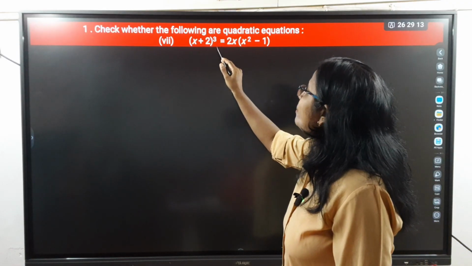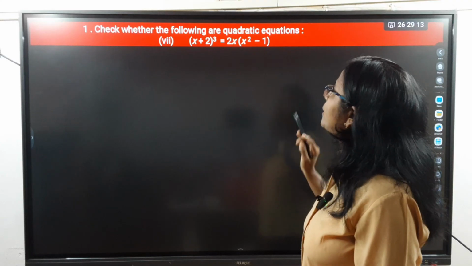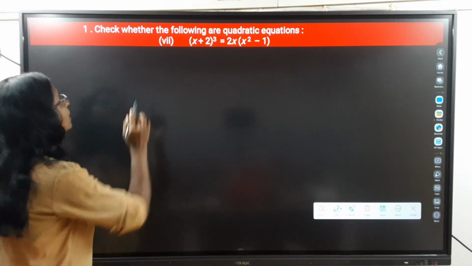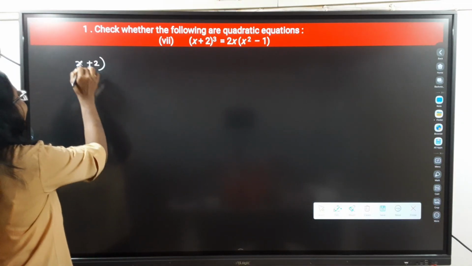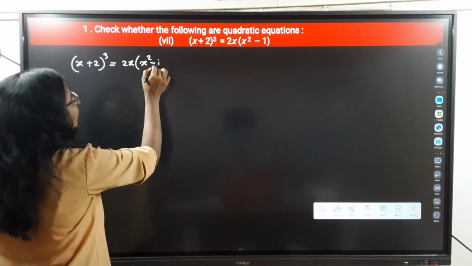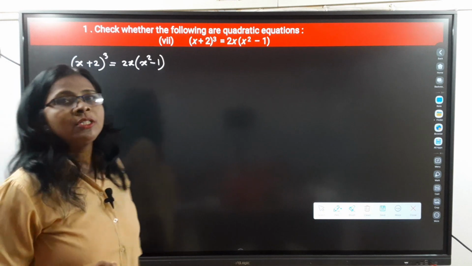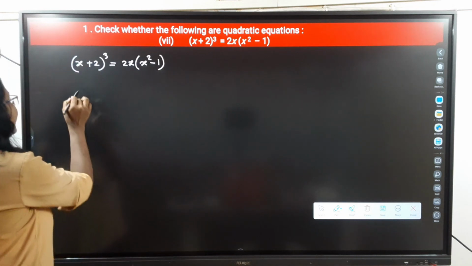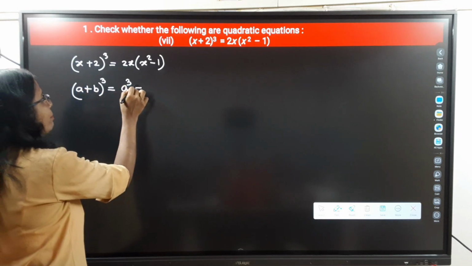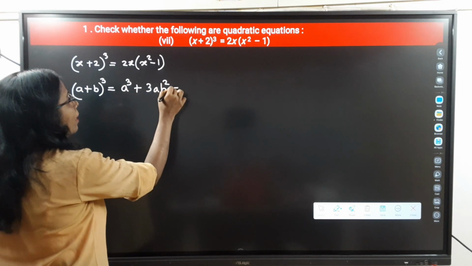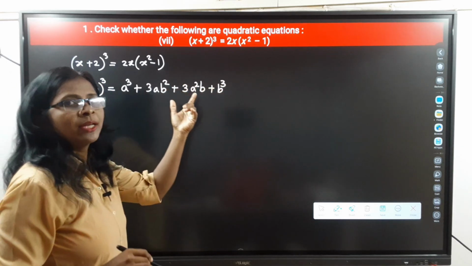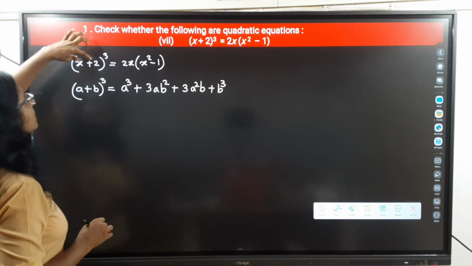(x plus 2) whole cube is equal to 2x times (x square minus 1). So here first I write down the given equation as it is. Further simplified, what is the expansion of (a plus b) whole cube? (a plus b) whole cube will be a cube plus 3ab square plus 3a square b plus b cube. So as per this expansion, I expand this (x plus 2) whole cube.